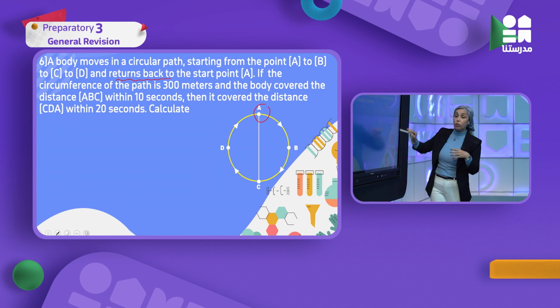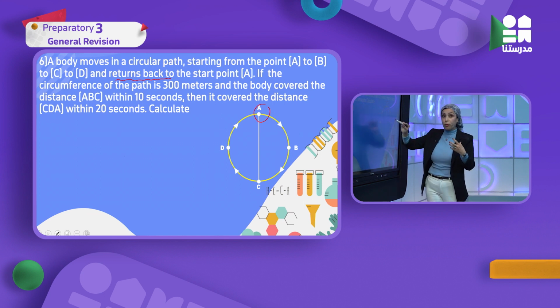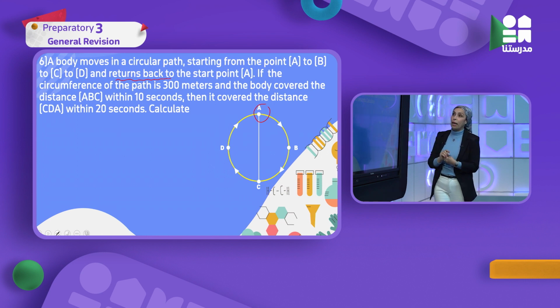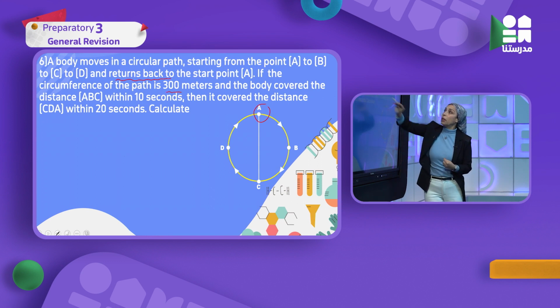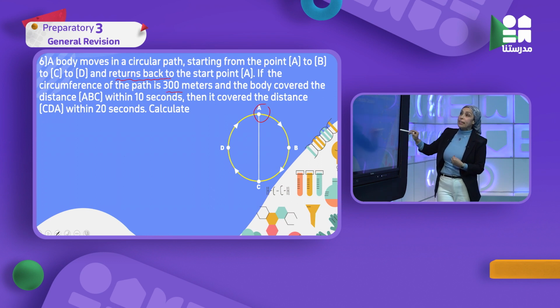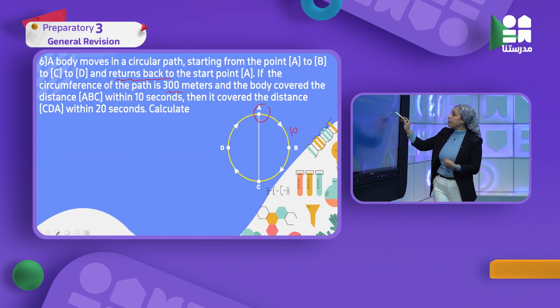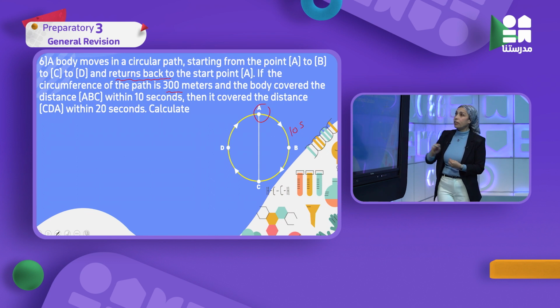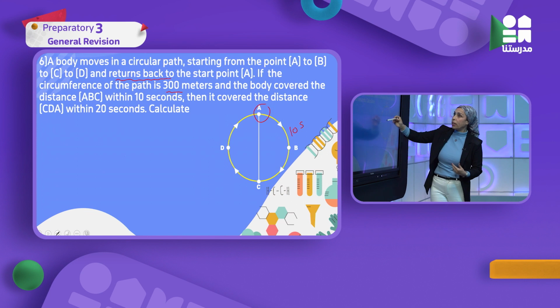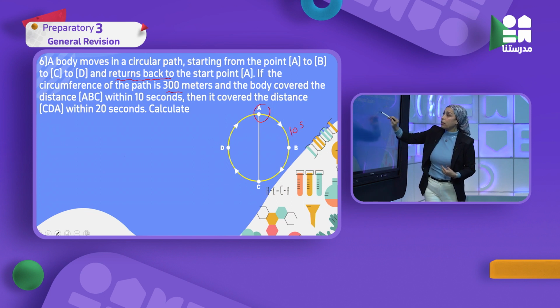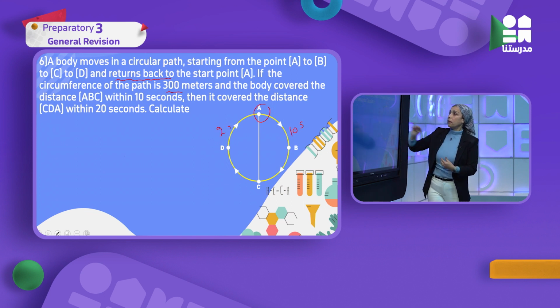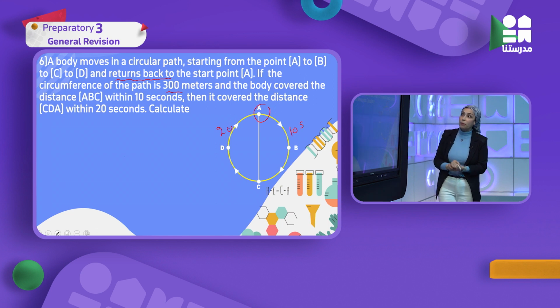If the circumference, you know the circumference from the math, which is the calculation of the diameter of this whole circle, the circumference of the path is 300 meters. And the body covers the distance A, B, C in 10 seconds. It covered this distance in 10 seconds. And then it covered the other part from C to D to A, returning back, in 20 seconds. He will ask me a few questions in this problem, let's see.